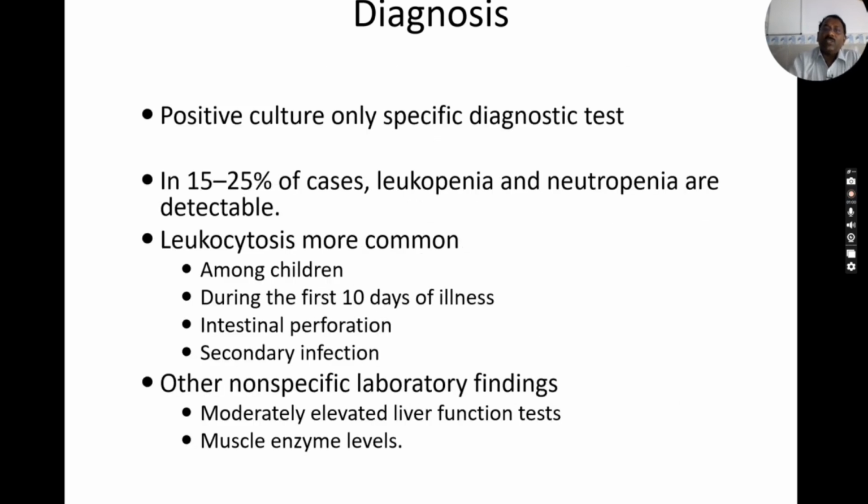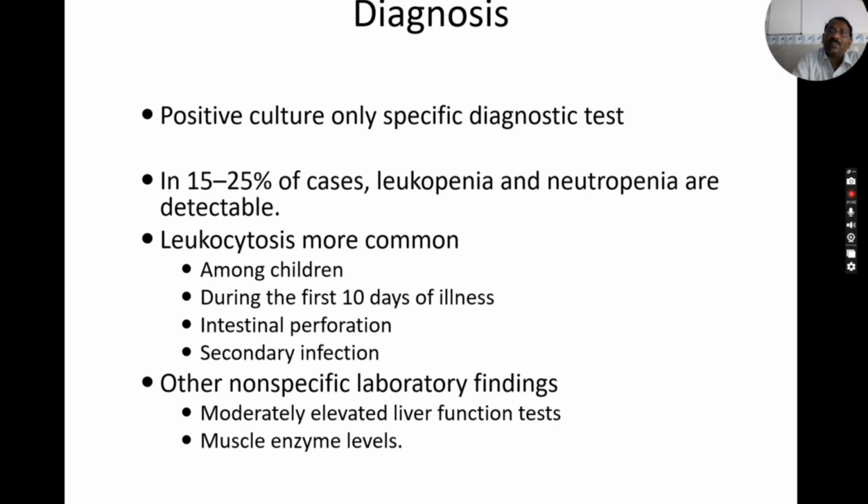A positive culture is the only specific diagnostic test. The most specific diagnostic test is blood culture, or bone marrow culture, or urine culture, or bile culture. So culture and sensitivity is the standard diagnostic test to detect typhoid fever. In 15 to 25% of cases, leukopenia and neutropenia are detectable.